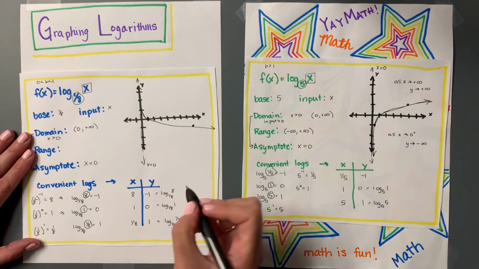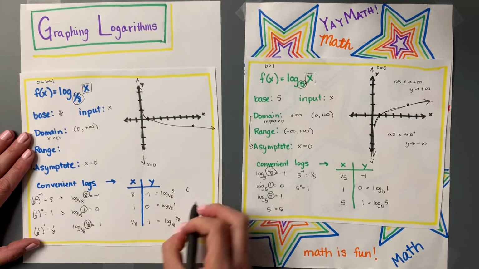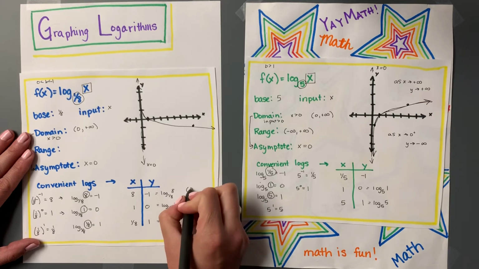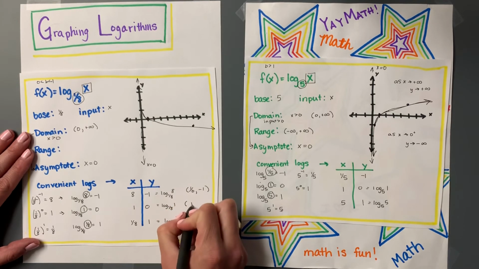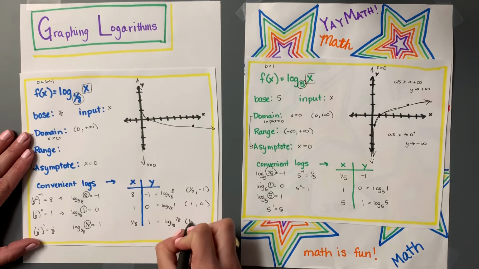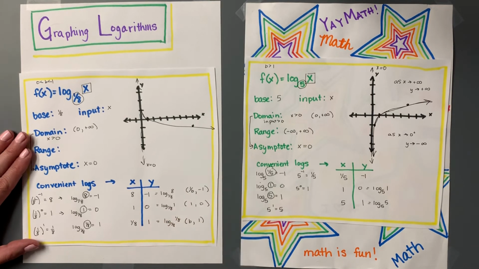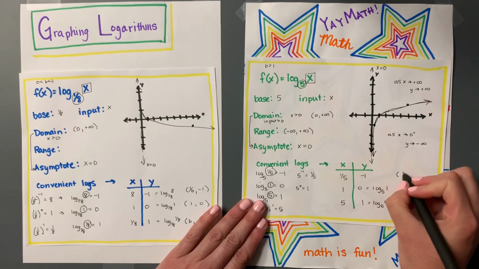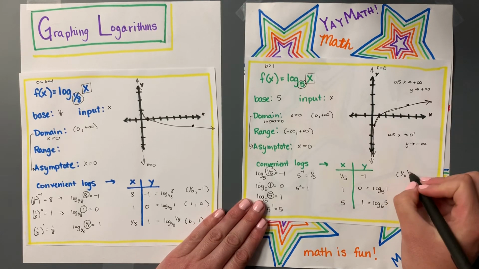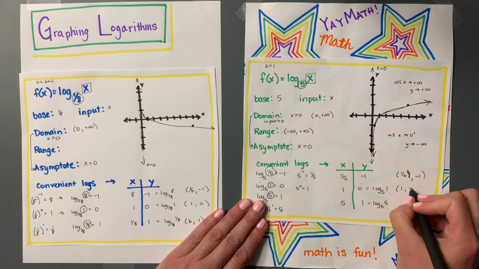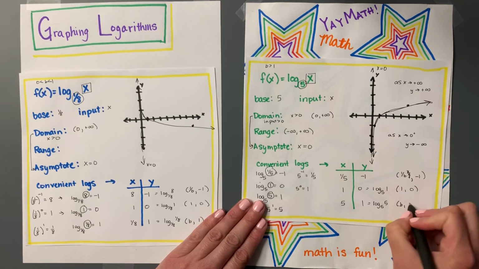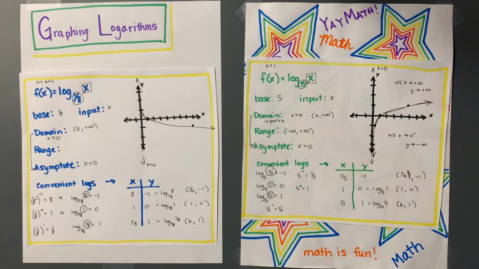I want to point out that the 3 main points we have are 1 over b, negative 1; 1, 0; and b, 1. Same thing over here: 1 over b, negative 1; 1, 0; and b, 1. These are just the flipped points of our exponential graph.